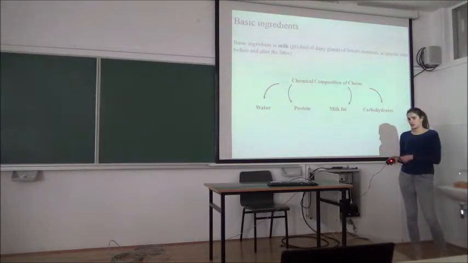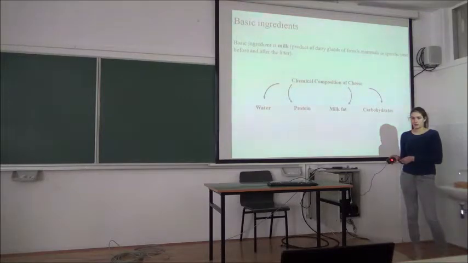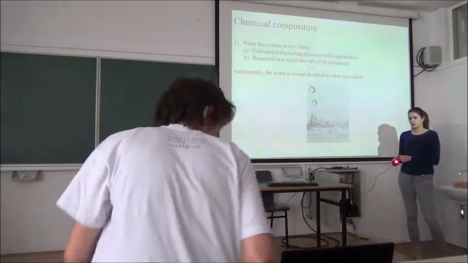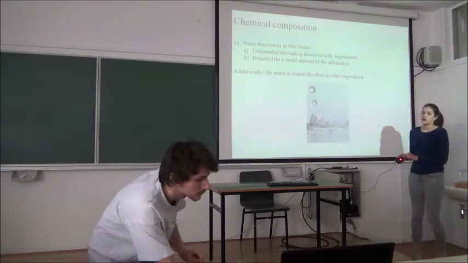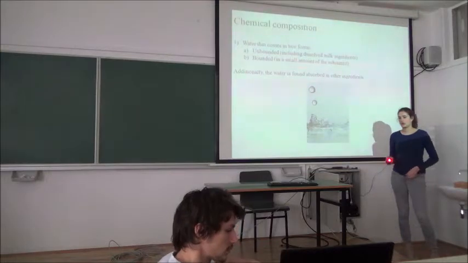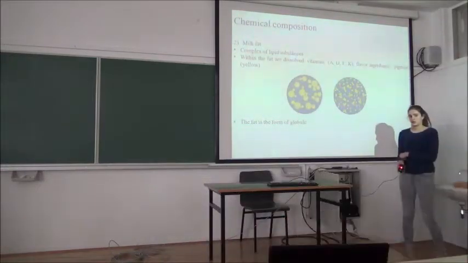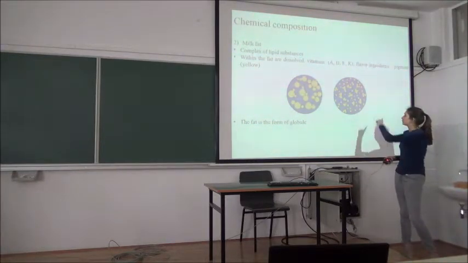The basic ingredient that I used was milk, and milk is made of water, protein, milk fat, and carbohydrates. Now I'm going to talk about each of them. Water in milk comes in 2 forms, bounded and unbounded. Unbounded water we can find as a solvent of other milk ingredients, and bounded water we can find in small amounts of substances. Milk fat is a complex of lipid substances, and within it has dissolved some vitamins, flavor ingredients, and pigments which can't be dissolved in water, and it comes in the forms of globules, as we can see here.